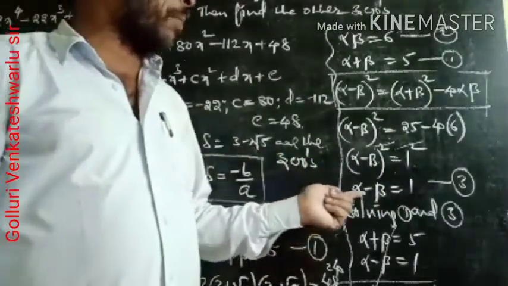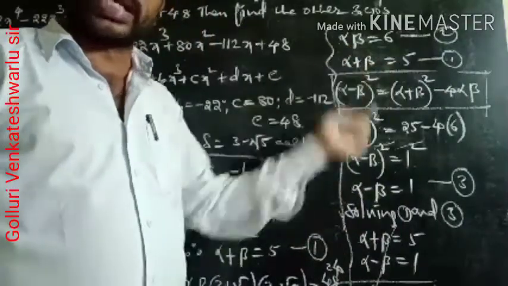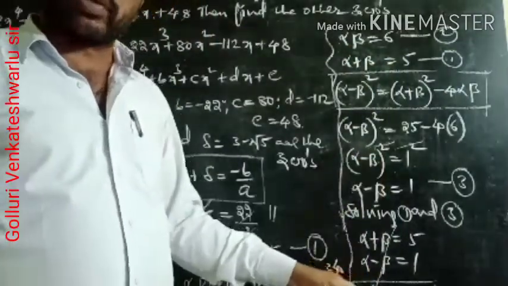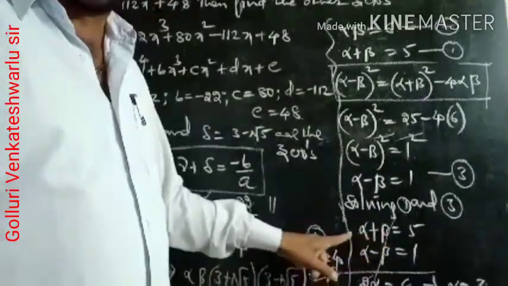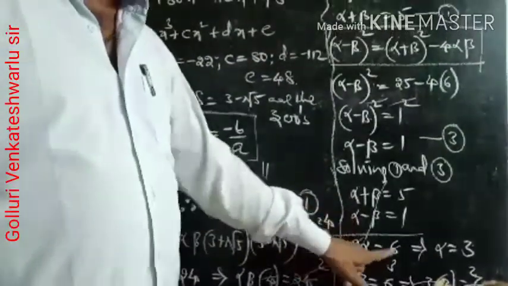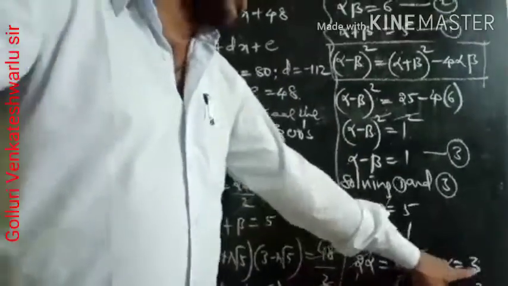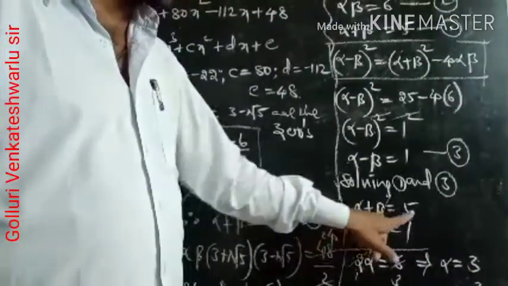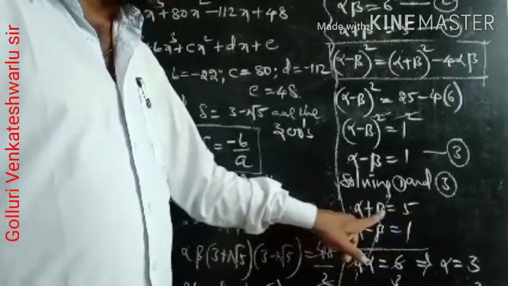So here alpha minus beta is equal to 1 and alpha plus beta is equal to 5. With the help of the first and third equations, adding these two equations, plus beta and minus beta both get cancelled. Alpha plus alpha is 2 alpha, which is equal to 6. 2 ones are 2, 2 threes are 6, so alpha is 3, and 3 plus 2 is equal to 5. So alpha value is 3 and beta value is 2.